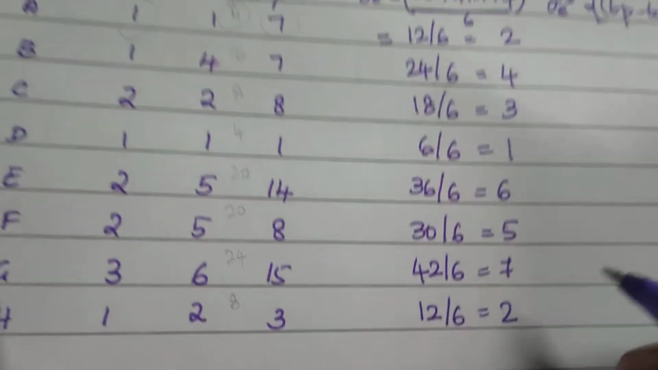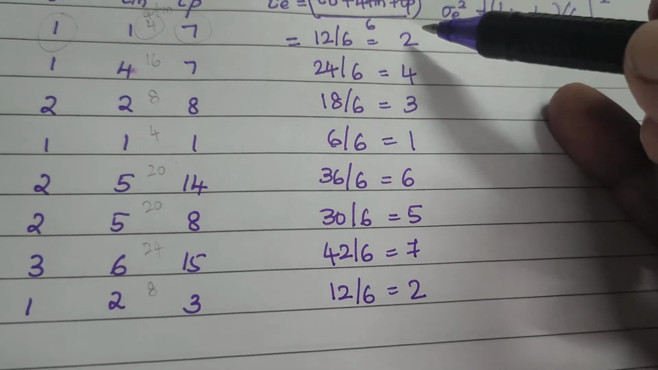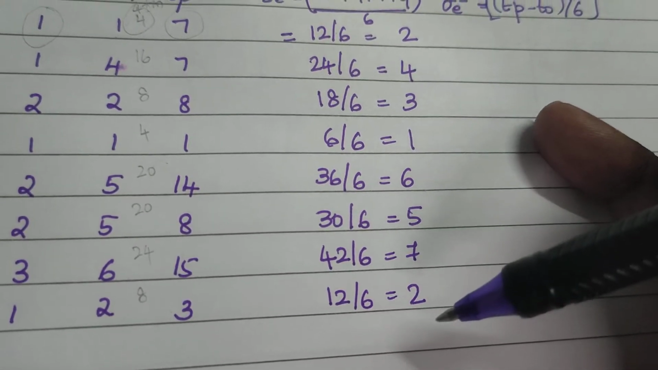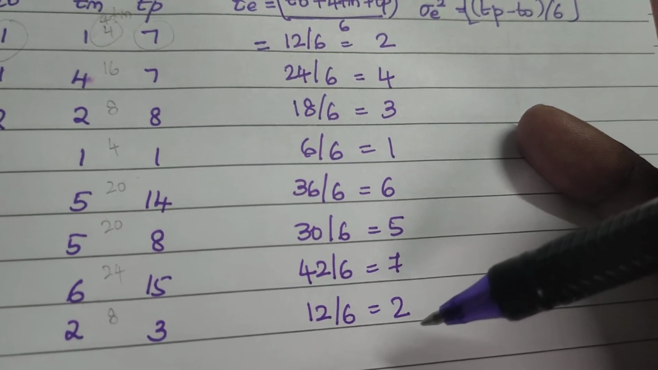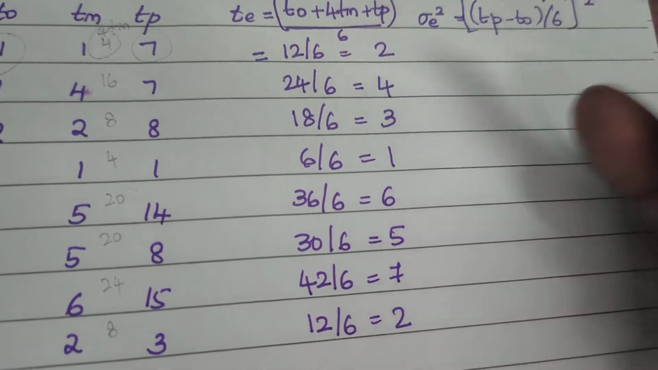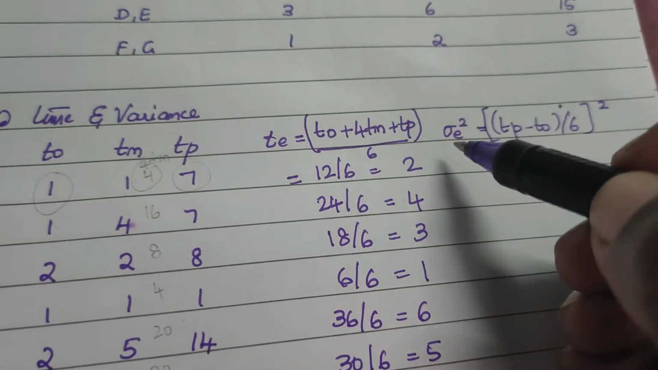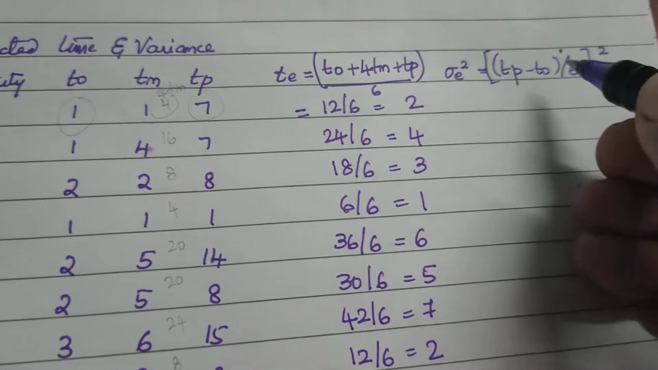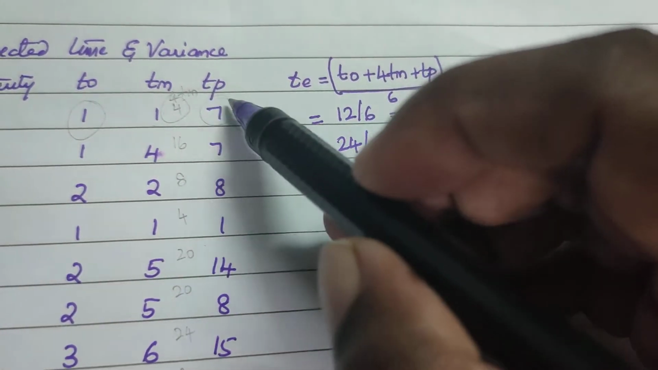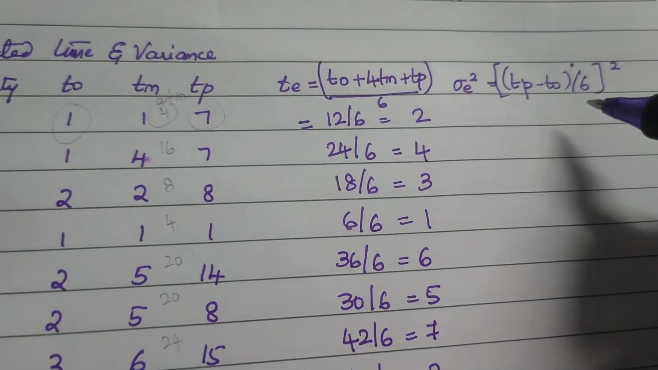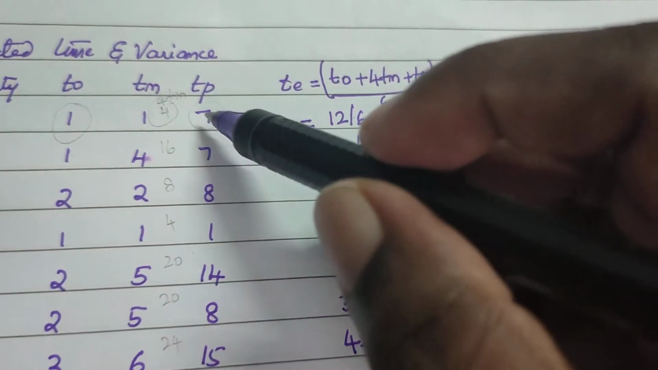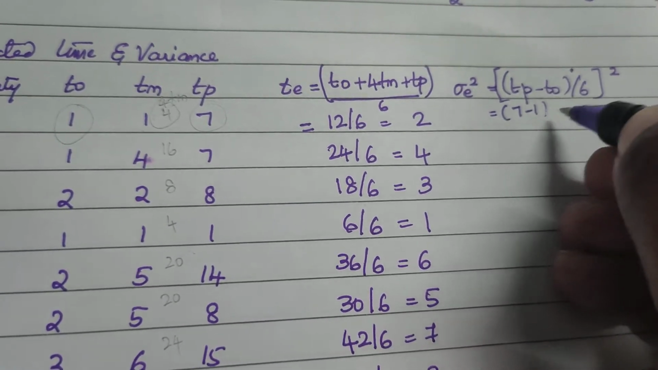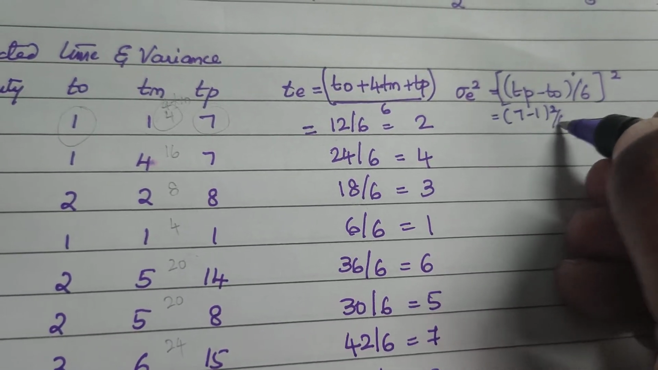So these are my expected times, TE, and this is what I'll be using to solve my problem diagrammatically. So these are the values I'll be using. Now we have to find sigma E square, the expected variance value. Variance value is (TP minus T naught) by 6, the whole square. So 7 minus 1, the first value is (7 minus 1) square by 6 square.